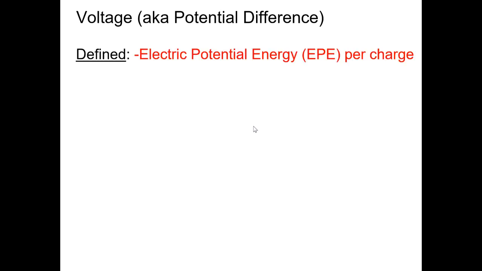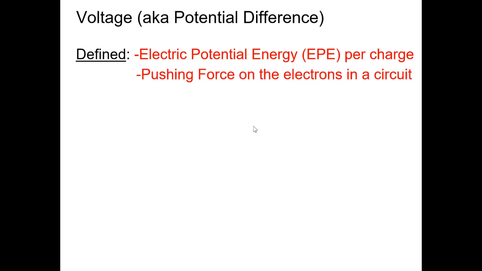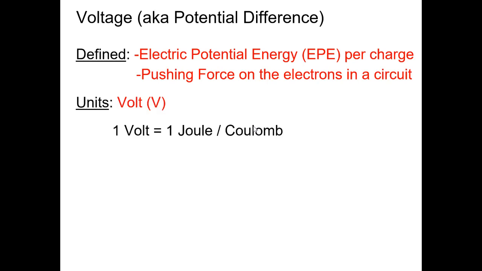Okay, next, voltage. We also call voltage a potential difference. If we define voltage, it's defined as the electric potential energy, or EPE, per charge. We also talk about it as the pushing force on the electrons in a circuit. Our unit is the volt. 1 volt is equal to 1 joule for every coulomb of charge.